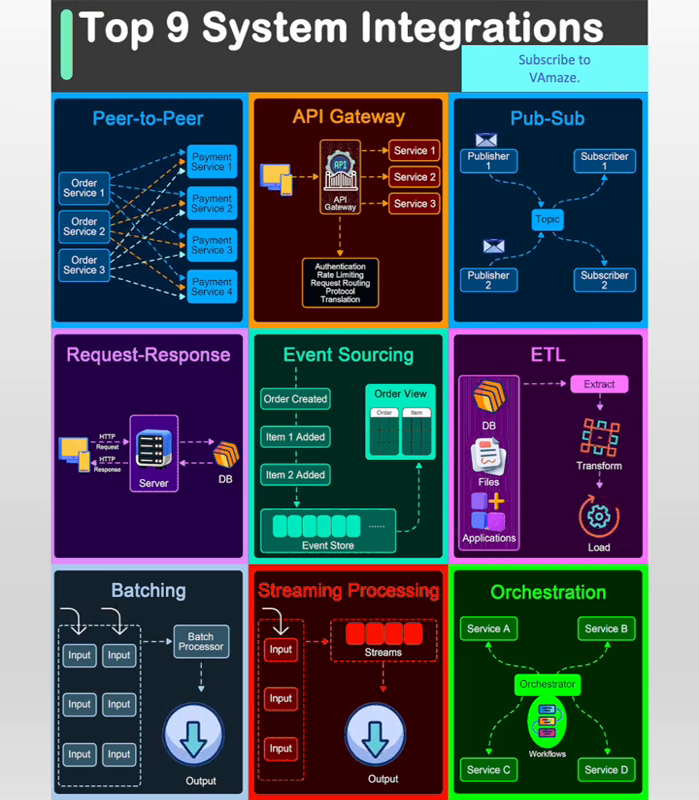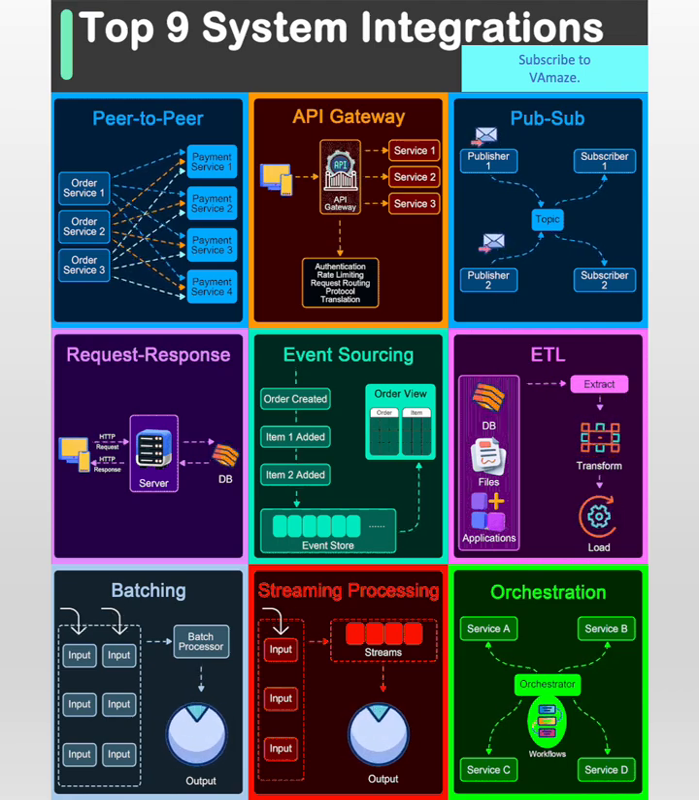The 3-stage process: Extract, data is pulled from various source systems, databases, APIs, files, or streaming sources. This stage must handle different data formats, connection protocols, and access patterns. Transform, raw data is cleaned, validated, enriched, and transformed into the target format. This might involve data type conversions, field mapping, aggregations, or complex business logic applications. Load, processed data is written to the destination system, whether that's a data warehouse, operational database, or analytics platform.